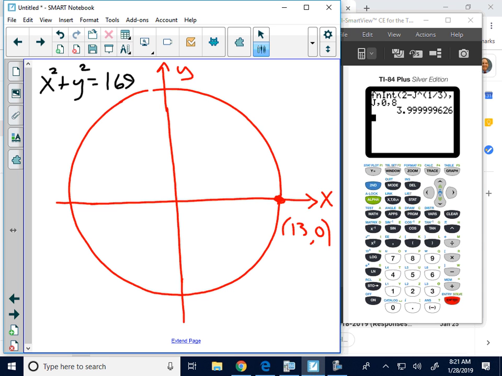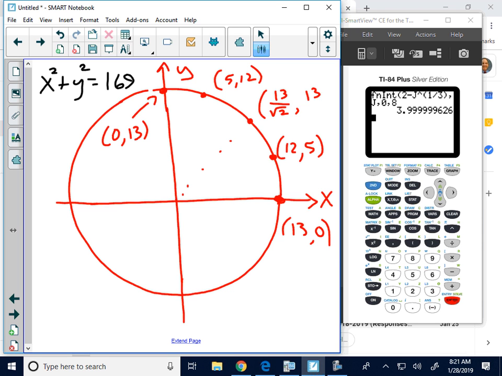In particular, I want to consider this point right here, which has coordinates (12, 5). I want to consider this point right here, which has coordinates (5, 12). This point up at the top, which has coordinates (0, 13). And there's another point that's 45 degrees out right here, and it has coordinates (13 over the square root of 2, 13 over the square root of 2).